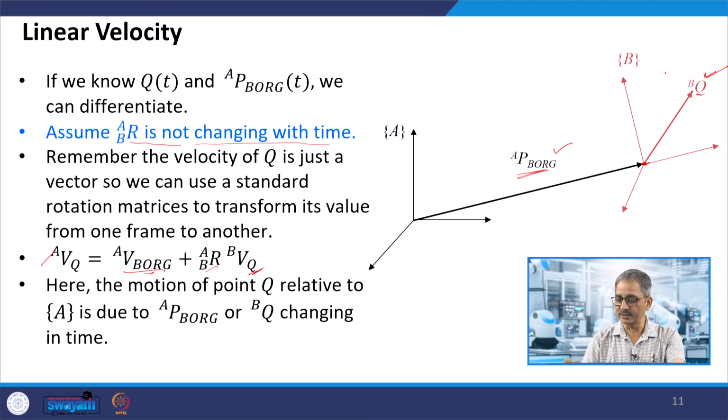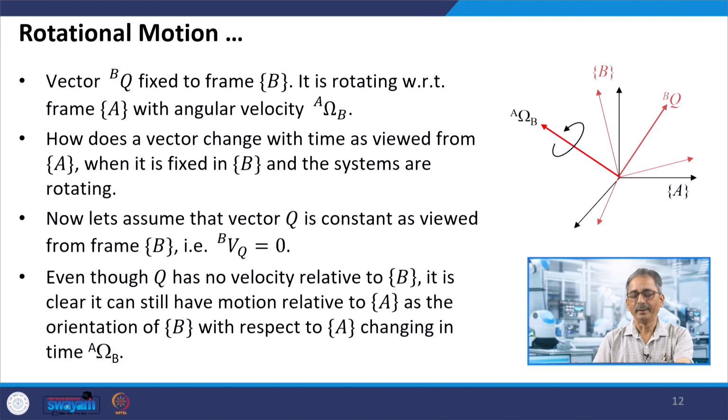Okay. And then since we are going to add it up, naturally both the velocities are to be expressed in terms of the same frame. That is the basic concept here. So that is why we need a transformation matrix, a rotation matrix from B to A. Alright, next let us consider only rotational motion.